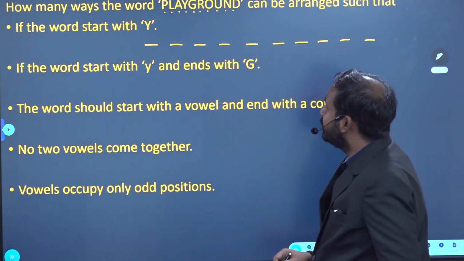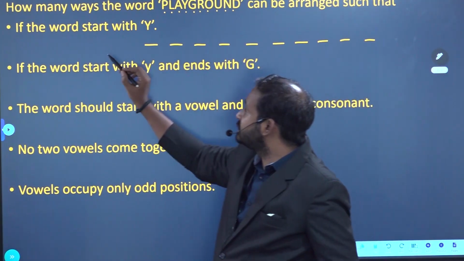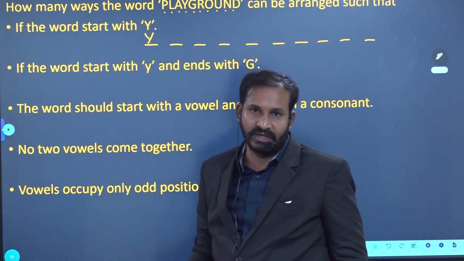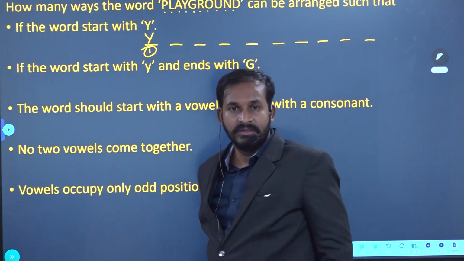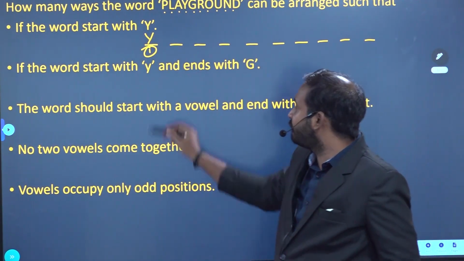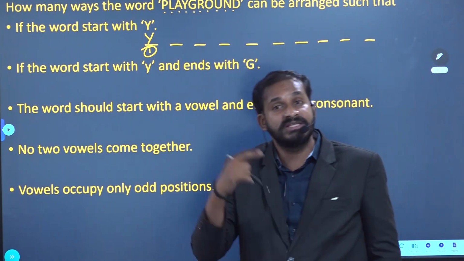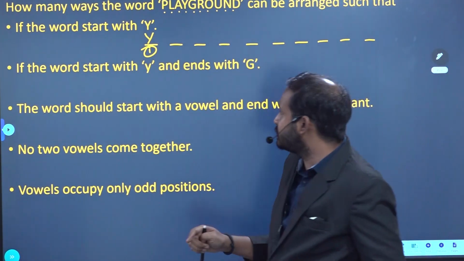So in how many ways can the letters of the word playground be arranged such that the first condition is that the word starts with Y? That means my first position is fixed for Y. Out of 10 letters, 1 letter is fixed here. So for the first position, how many chances will I have? Tell me, students, only 1 chance. What is that? Letter Y. I should fill it definitely with Y only. So how many chances? 1 chance.